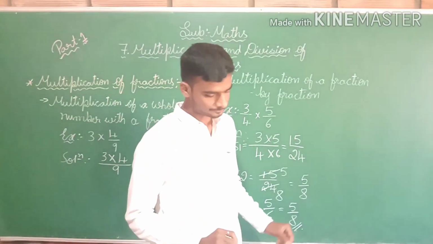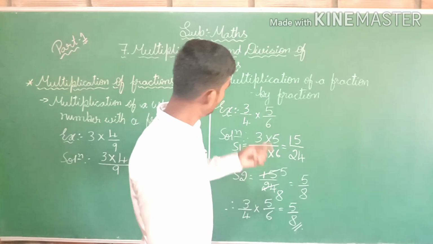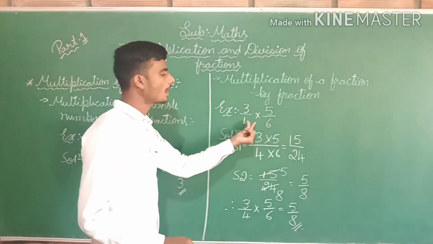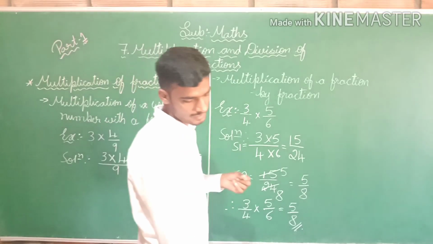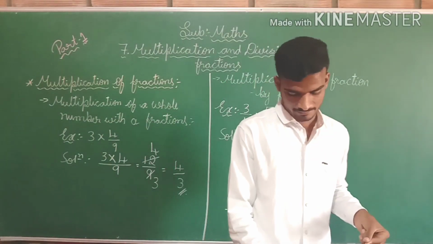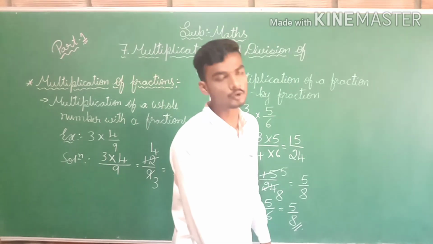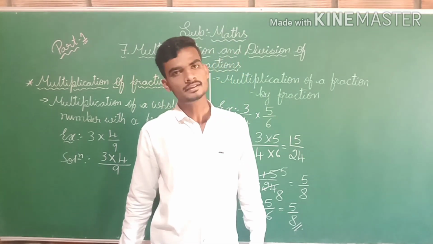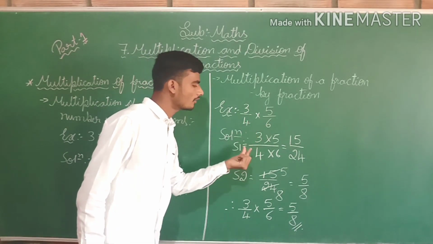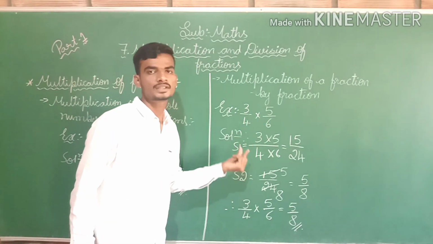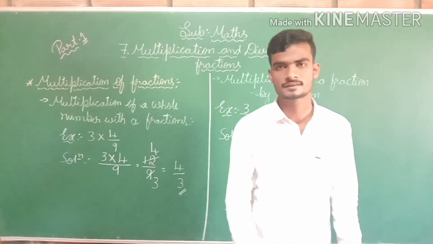Next, we will see a fraction with a fraction, how to multiply a fraction by a fraction. This is your C main. They have given 4 by 7 into 1 by 3. Similar to what we did here, you have to follow the same steps for all those numbers.